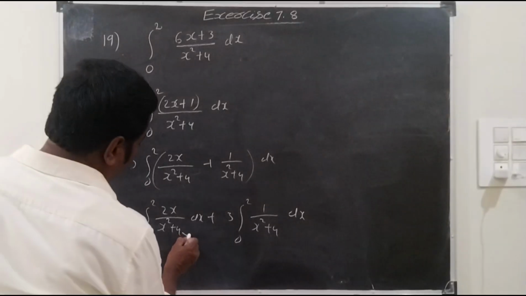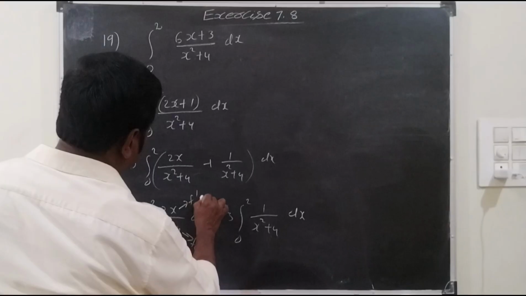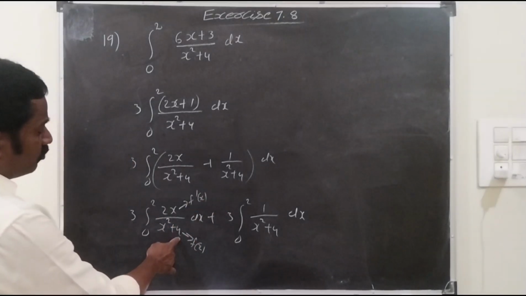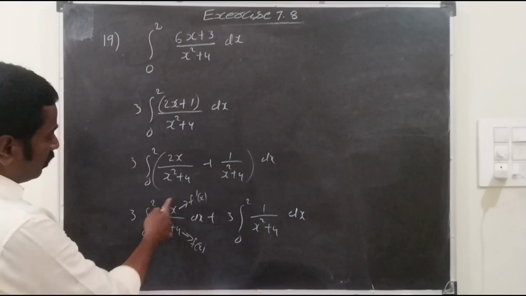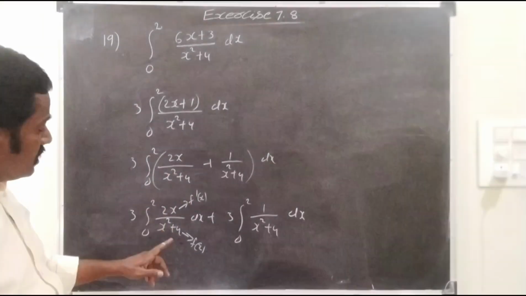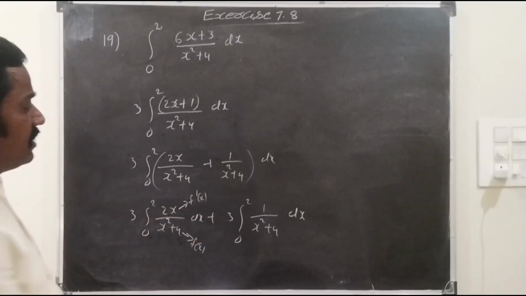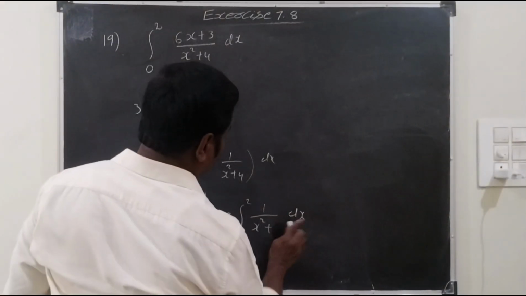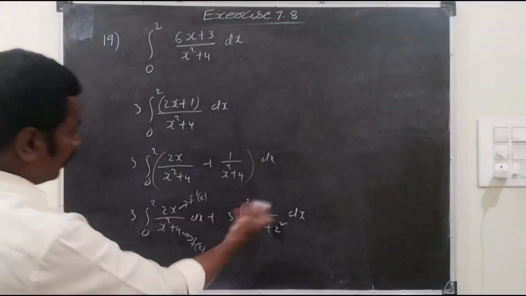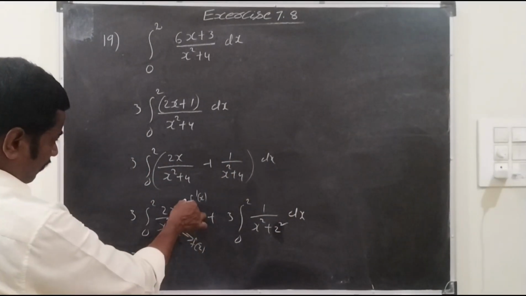Now if you observe, if you consider x square plus 4 as f of x, the numerator will be f dash of x. Why? Because the derivative of x square plus 4: x square derivative is 2x, 4 derivative is 0. So the derivative of x square plus 4 is 2x. So if it is f of x, this numerator becomes f dash of x. Now this 4 I can write as 2 square, so at a time I can apply formulas here and there also. 3 keep constant.